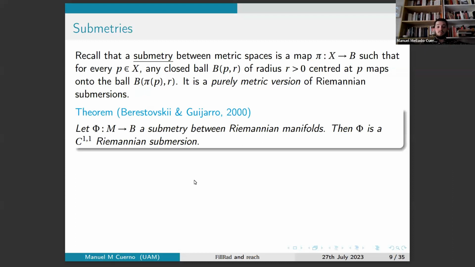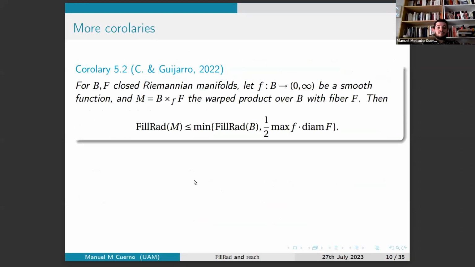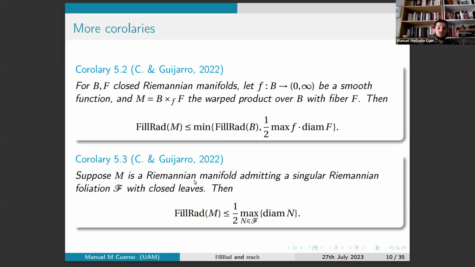And we have this result due to Berestovskii and Guijarro: if phi is a submetry between Riemannian manifolds, then phi is a C^{1,1} Riemannian submersion. So here we have a generalization of submersions, but for metric spaces. A corollary of our result is that if X is a closed metric manifold, with a distance, and Y is a metric space, and we have a submetry between them, then the filling radius has the same bound. We have more or less the same bound if we have a graph product, and we have the same result if we have a singular Riemannian foliation.